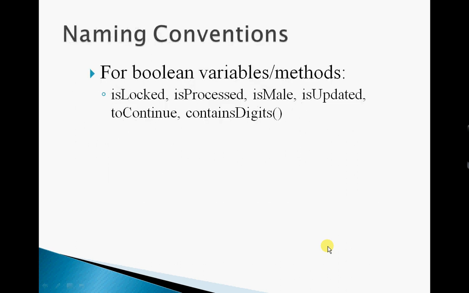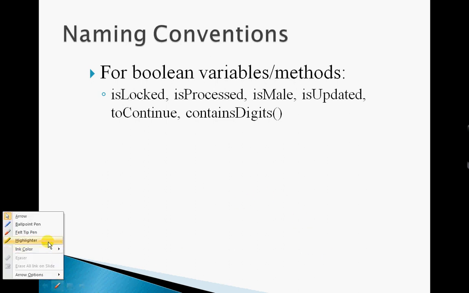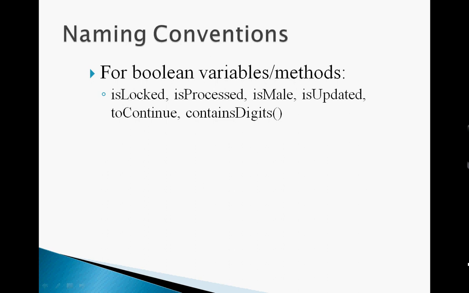Now let's start with naming conventions. The convention here is that when you choose a name for a Boolean variable, it'd be nice to choose a name which gives the reader an obvious idea of what this variable means. So it is common to choose a name like isLogged, isProcessed, isMale, isUpdated.